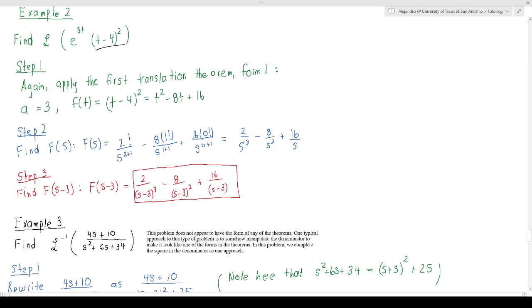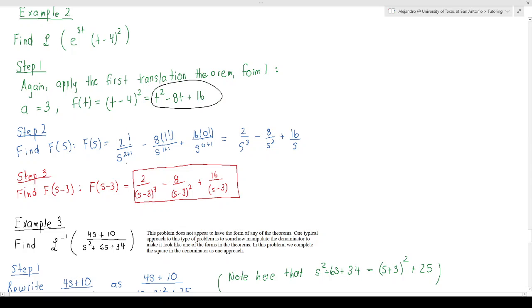So as we said, f of t is t minus 4 squared. We're going to factor everything out. That's going to be equivalent to t squared minus 8t plus 16. Step 2 is to find big F of s, which is the Laplace transform of f of t, which is this t squared minus 8t plus 16.